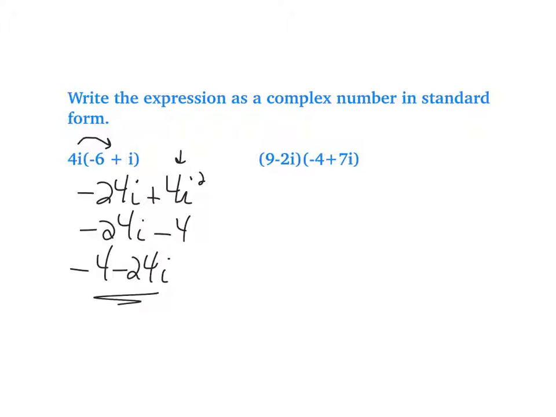And the second one here on this page, I'm just going to do FOIL like we've been doing all year. So if I do first, it's -36. If I go outer, it's 63i. That's those two.